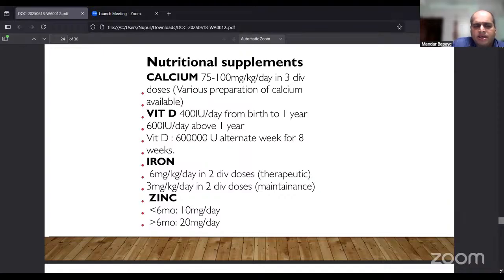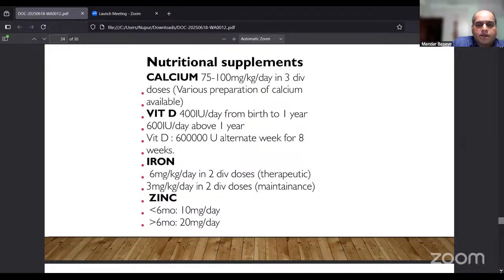Coming to iron, we give it as therapy, and we give it as prevention. Again, as I said, we stick to the dose. In the maintenance or preventing part, the dose is 3 milligram per kilogram per day in 2 divided doses. Why divided doses? Because the absorption is better. We have to consider here the elemental iron, and the maintenance or preventive part is given in patients with low birth weight, in premature babies, in babies who are not privileged to have breast milk.